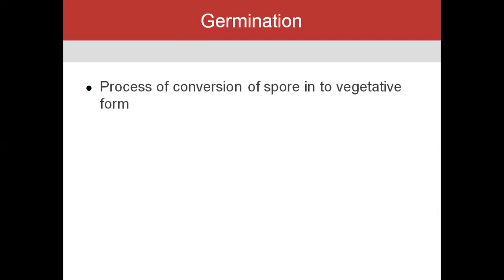Next, germination. So what is meant by germination? It is the process of conversion of a spore into the vegetative form. Whenever the bacteria has favorable conditions, like nutrients, a suitable temperature, a suitable pH, or suitable environmental conditions, then the spore will turn into a vegetative form. That is called germination.